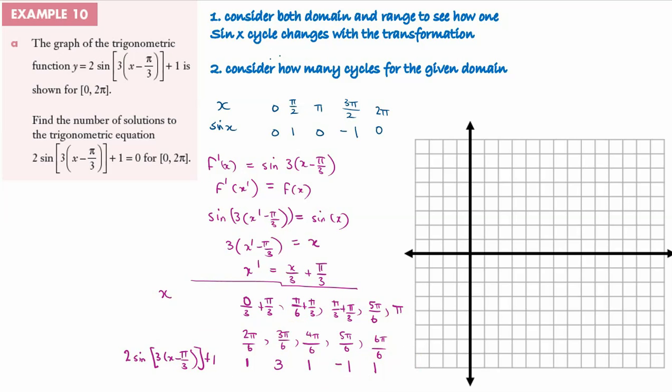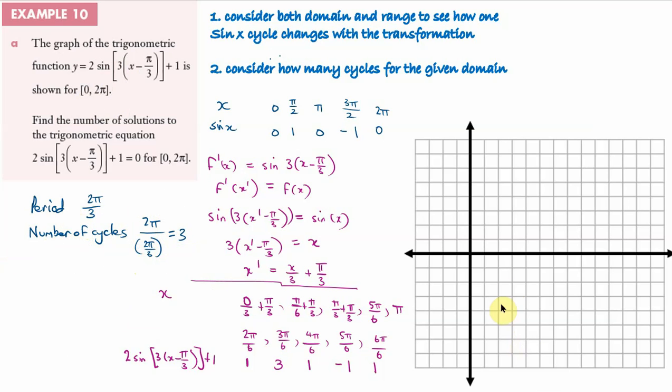How many cycles are we going to be graphing for this domain 0 to 2 pi? Well, looking at our horizontal dilation 3, our period for a sine function is 2 pi divided by that horizontal dilation, 2 pi on 3. And that period is the horizontal length of one cycle. And so the number of cycles is the length of the domain, 2 pi, divided by the horizontal length of one cycle, 2 pi on 3. We flip that and multiply, simplify, and that gives us 3. There are 3 complete cycles.